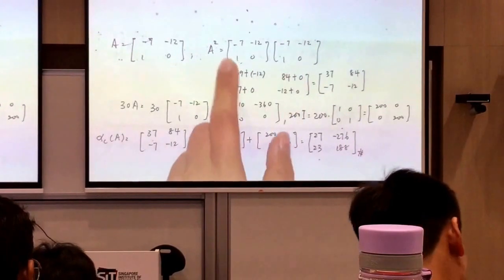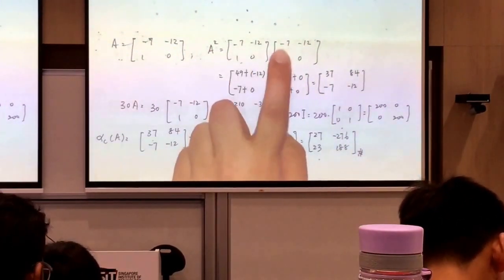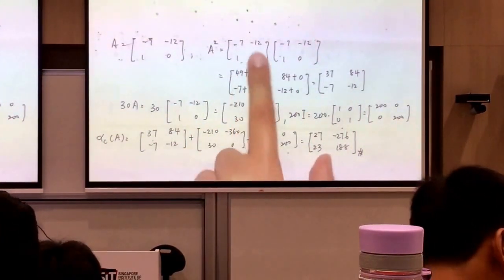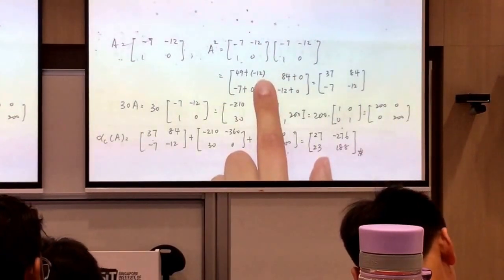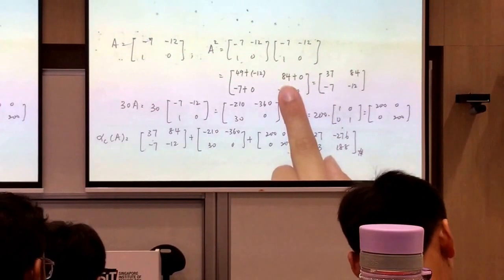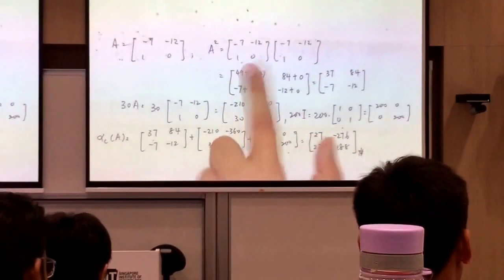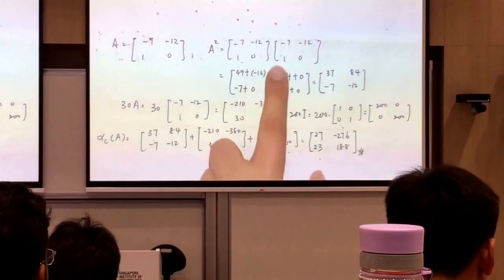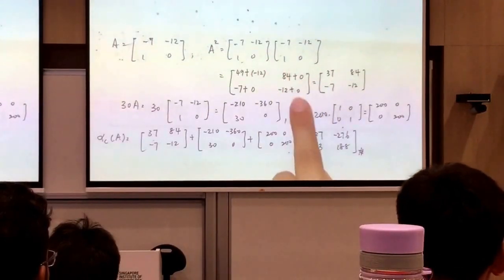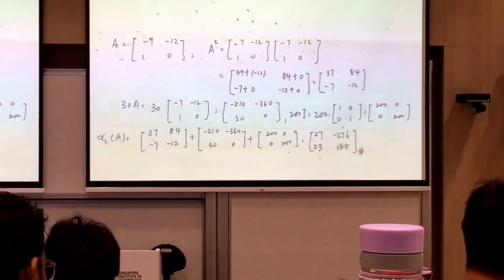Okay? So for those who still cannot remember how to do the multiplication, -7 times -7, so it's 49. Okay? Plus -12 times 1, -12. -7 times -12, 84, plus -12 times 0, 0. Okay, 1 times -7 plus 0 times 1, -7. 1 times -12 plus 0 times 0, -12. Okay, you have 37, 84, -7, -12.